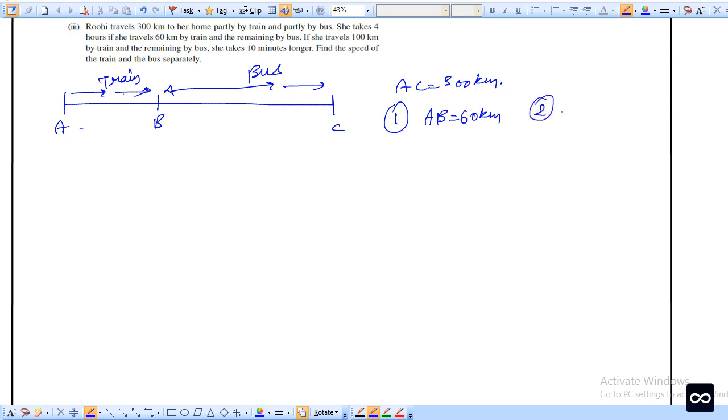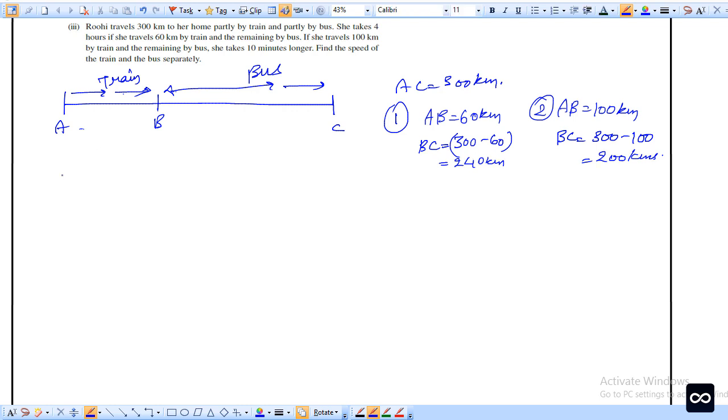If she travels 100 kilometers by train, that is AB is equal to 100 kilometers, right? So now we know that BC is equal to 300 minus 60, which is 240 kilometers. And here BC is equal to 300 minus 100, which is equal to 200 kilometers, right? Simple up to here.